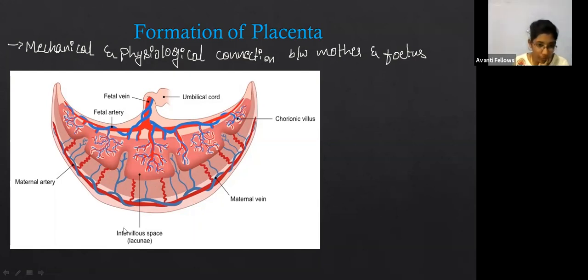I mean, which part of the mother or which part of the baby forms a placenta? See, this is the endometrium wall, right? This is the endometrium wall, and this is what? The zygote, which is developing. This is the developing zygote.